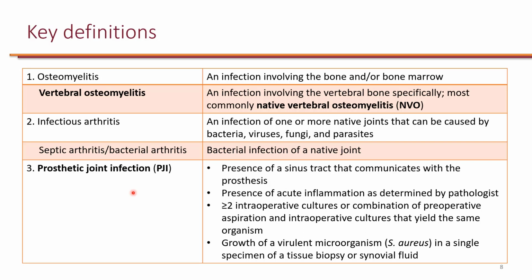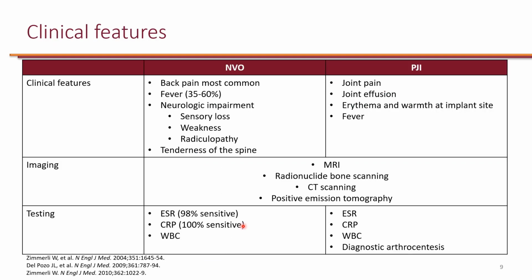Now, if instead of 2 cultures, only 1 culture grows an organism, but it is a virulent microorganism such as Staph aureus, that also constitutes diagnosis of prosthetic joint infection. By aspiration, I'm referring to basically when we draw fluids from the joint, so synovial fluid aspiration. We will focus on native vertebral osteomyelitis and prosthetic joint infection.